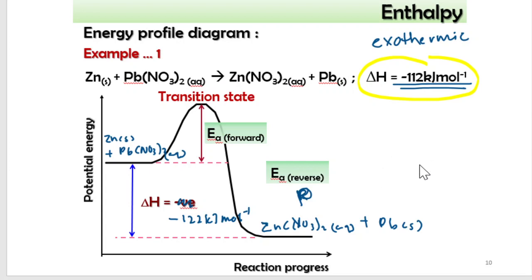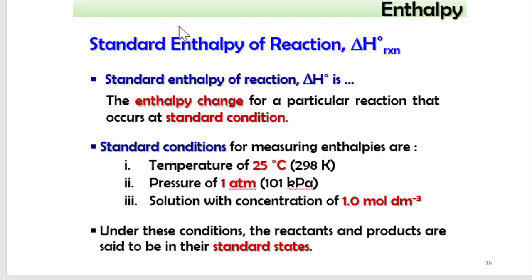And try for your other example, sama juga. Yang penting you need to identify first. Okay, look at the reaction, determine whether it is endo ataupun exothermic, and then draw the energy profile diagram with correct labeling, and tulis reactant, tulis product, and write the delta H punya value from the given value here. Okay, right, so now what is standard enthalpy of a reaction?